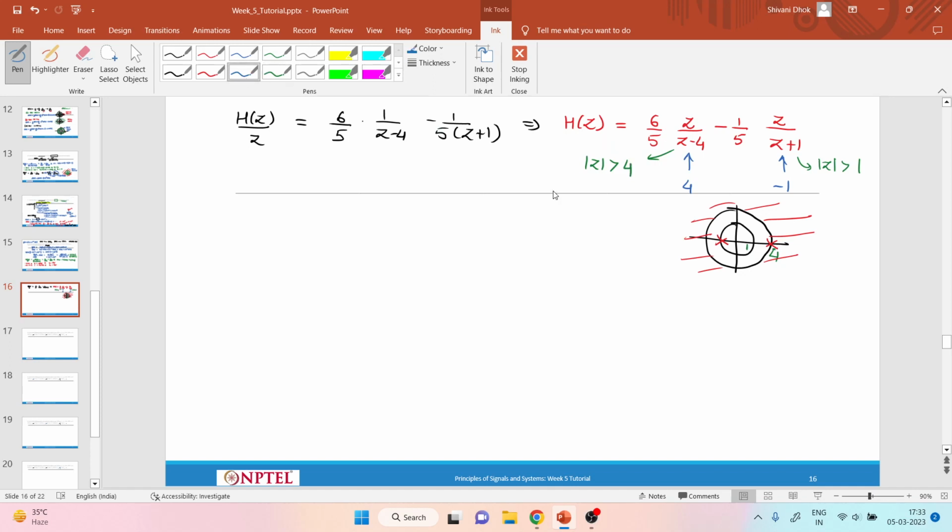So in that case, using the standard definitions, h of n will be equal to 6 by 5. Here the value of a is 4, so it will be 4 power n u of n minus 1 by 5. Here the value of a is minus 1, so it will be minus 1 to the power n u of n. So this is the impulse response that we have. Any questions at this point?